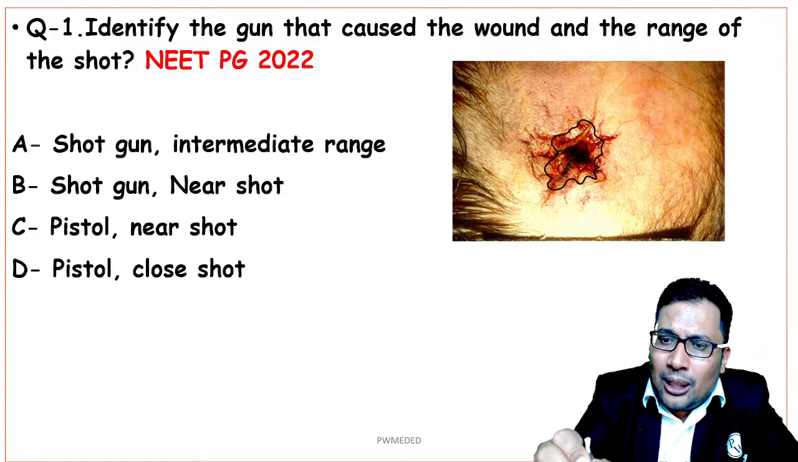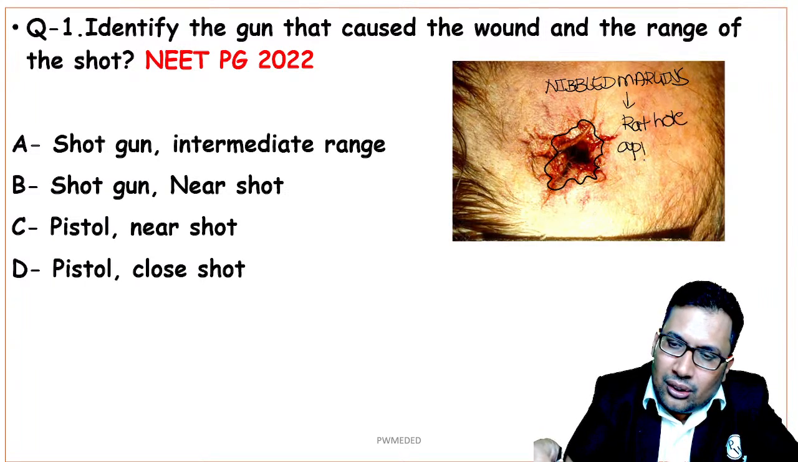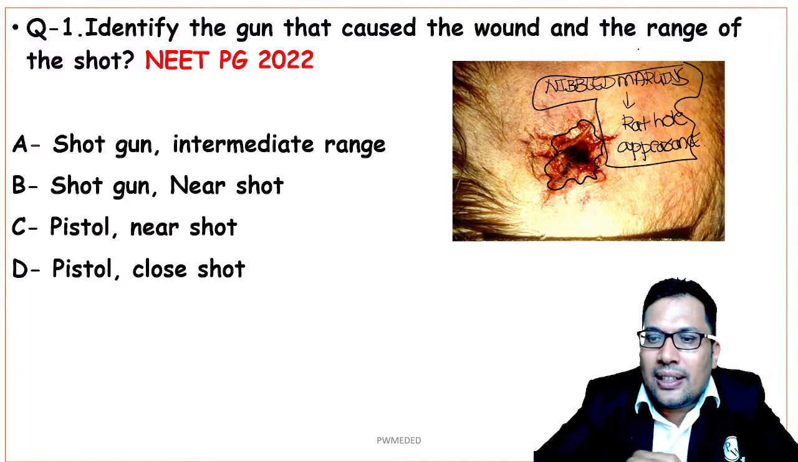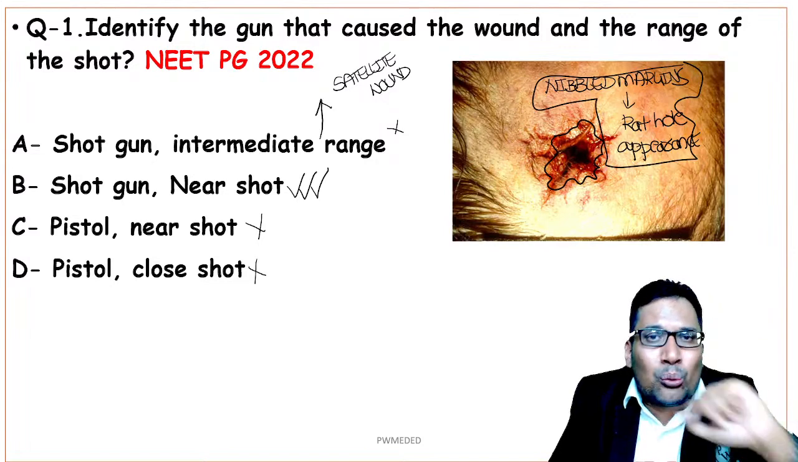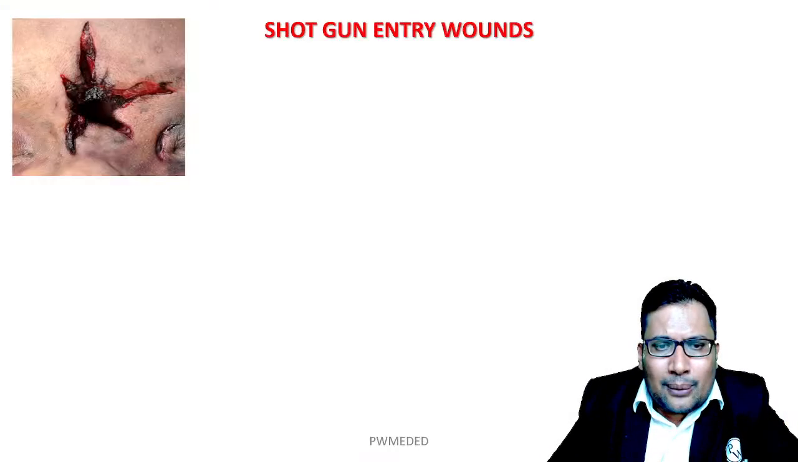You can see the nibbled margin. You can see the rat hole appearance. So what is the answer for this shot? It is not a close shot. In close shot, you will see a circular wound. So it must be a case of near shot. Let me discuss this.